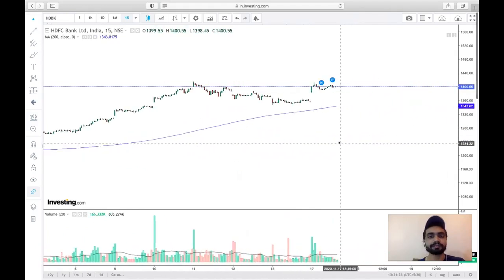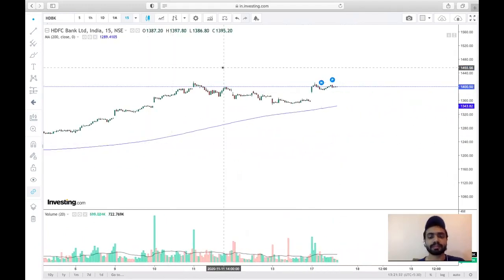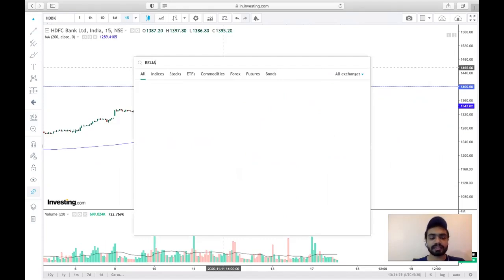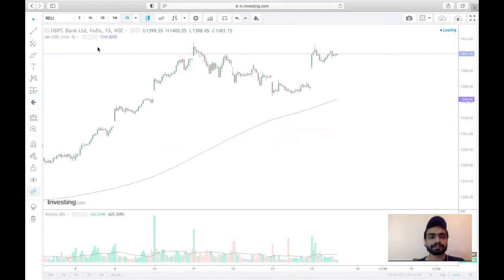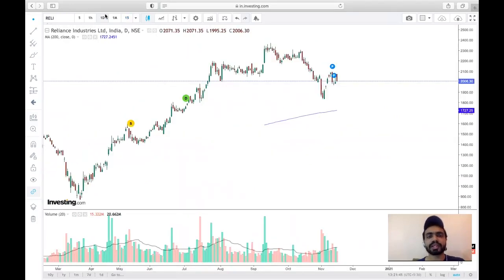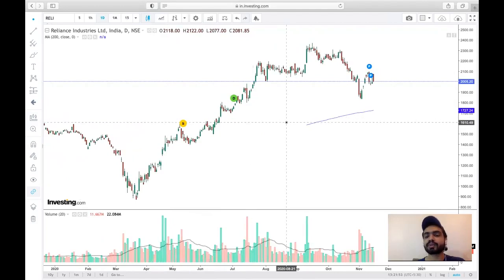All right. So let's take a few more examples. Let's take Reliance and see what the trend is over there. We move on to the day chart. Be it any stock, we will be using the 200 period moving average only. Again, the candlesticks are above the 200 period moving average. That means this stock is currently in an uptrend.